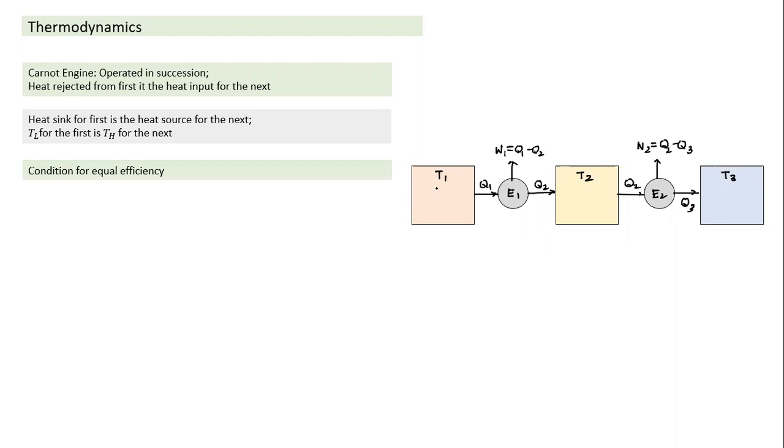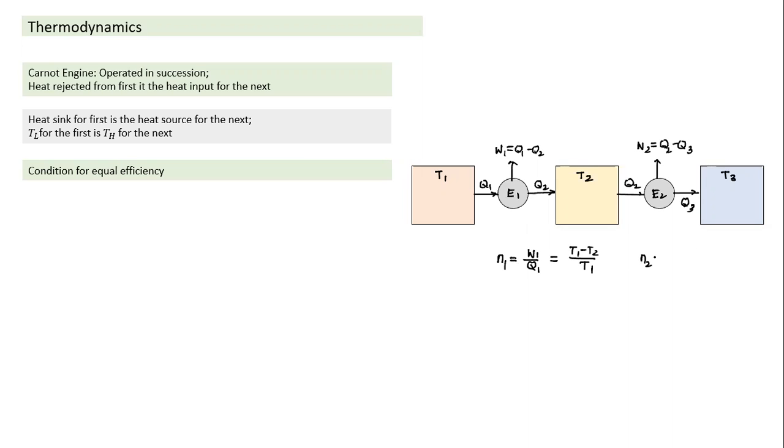Now, typically two kinds of conditions are common. What should be the relationship between T1, T2, T3 if two engines have to have equal efficiency? How would I write the condition for equal efficiency? Let me write the efficiency of the first one: work done divided by heat input, W1 by Q1, and that is proportional to T1 minus T2 divided by T1. That's the efficiency of the first one.